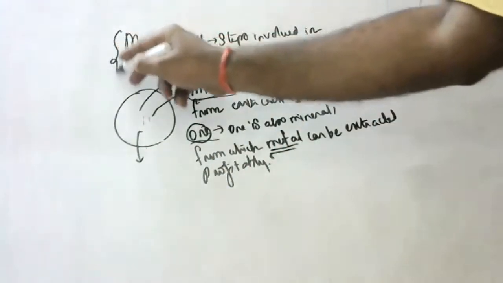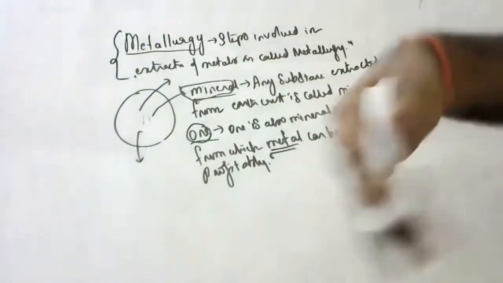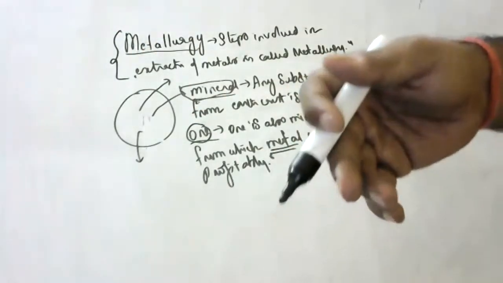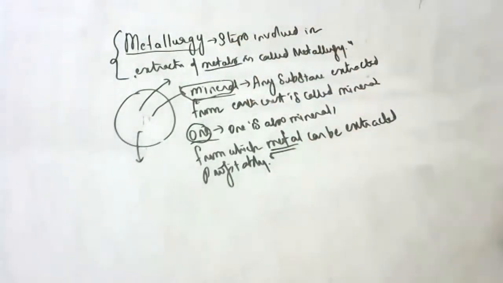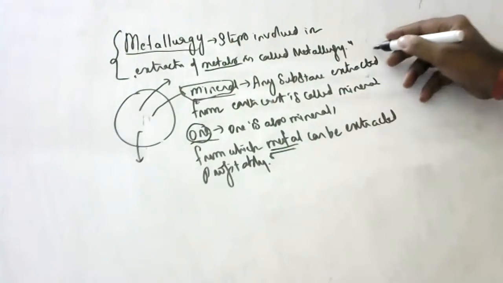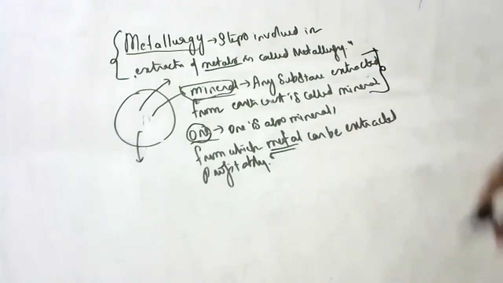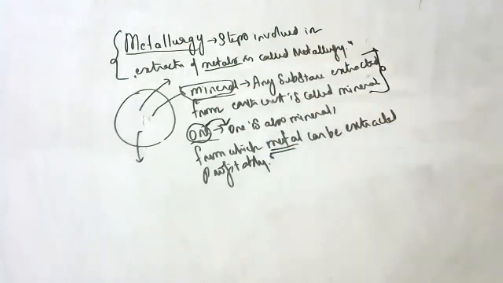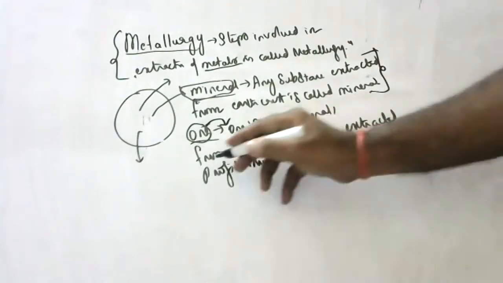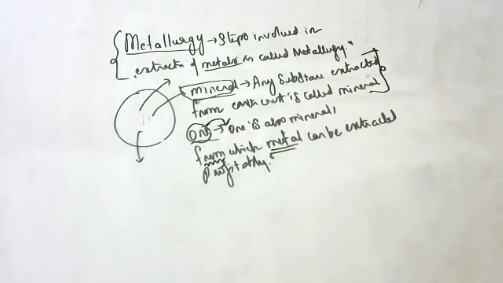Yeah, define metallurgy, Harika. Steps involved in extraction of metals is called metallurgy. What is mineral? Any substance extracted from Earth's crust is called mineral. What is ore? Define ore. Ore is a mineral from which metal can be extracted profitably.